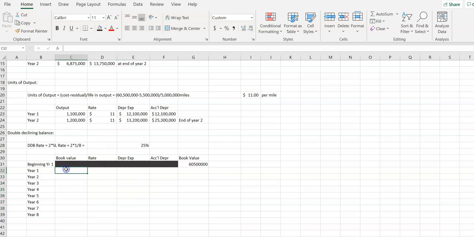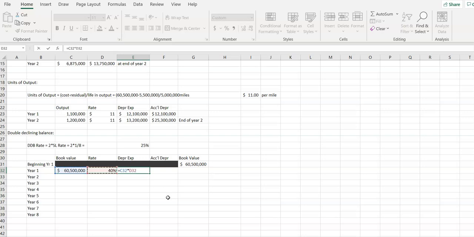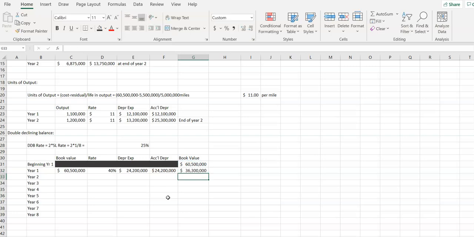Okay, so this is now the end of year 1. So you start off with the book value, and at the beginning of year 1 it's going to be your cost. And it's just the cost. You don't subtract out residual. Okay, our rate is the 40%. So then multiply book value times the rate. And then accumulated depreciation the first year is just what it is. All right, and then book value is cost minus accumulated.